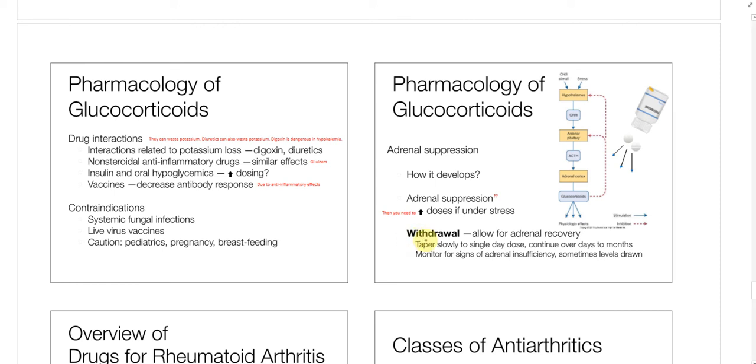And when withdrawing the medication, we want to allow for adrenal recovery. So we want to taper slowly, because having taken it for so long, there's a good chance that they have adrenal insufficiency. So we want to give those adrenal glands an opportunity to ramp back up and be ready to go once the medication's fully tapered off.